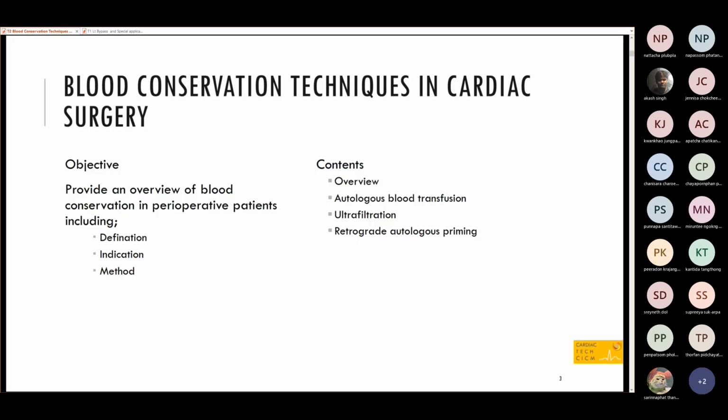So today I would like to talk about a technique in cardiac surgery that is used to preserve the blood, and how to avoid blood transfusion as much as we can.